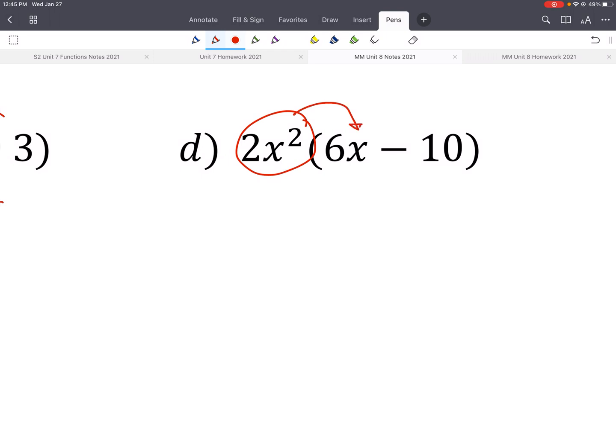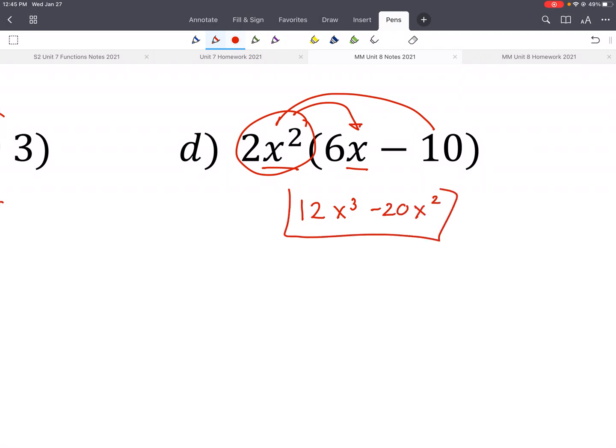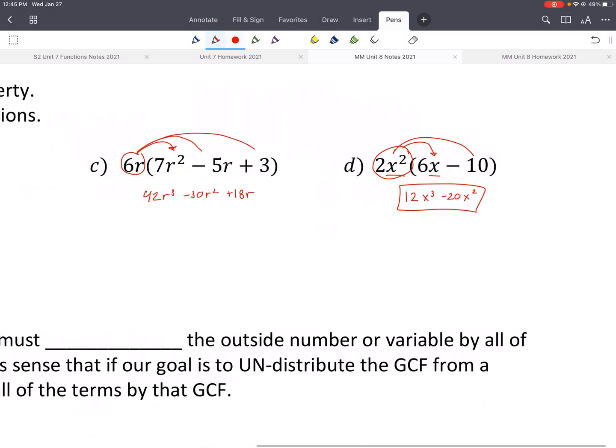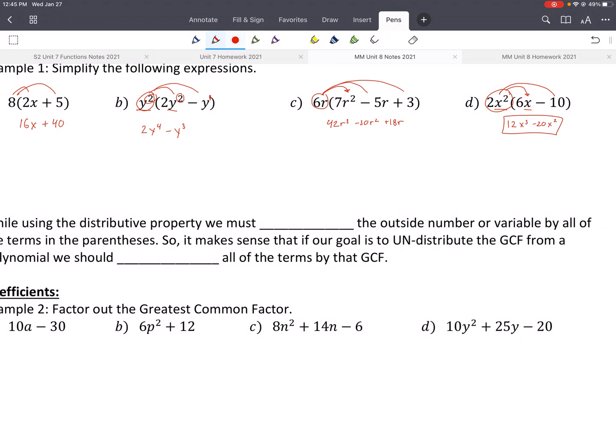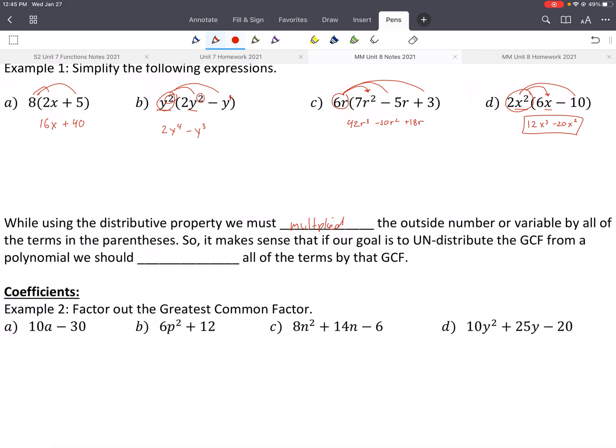So something like that could give us 12, and then x squared times x gives us x to the third. And then we'll do it to the negative 10, so that's negative 20x squared. Okay, so what we just did, again, that's distributing. What we did to do that is we multiplied.